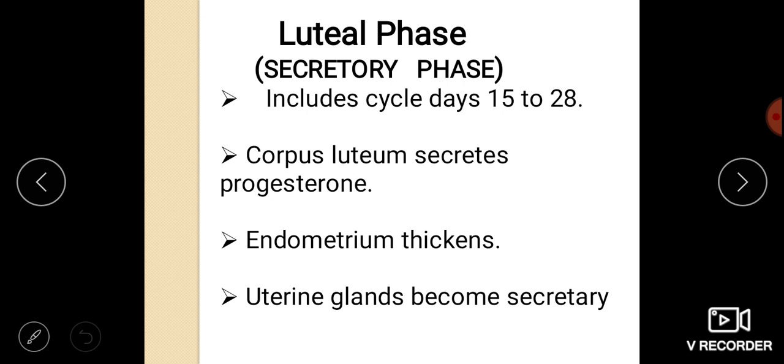After this comes the luteal phase or the secretory phase. Once the Graafian follicle ruptures, the walls of the Graafian follicle convert into an endocrine tissue known as the corpus luteum, and this corpus luteum starts secreting another hormone known as progesterone, which helps in maintaining the pregnancy. The uterine glands also start releasing certain glycogen-like substances, and these play a very important role in more and more secretion of progesterone, which helps in implantation.